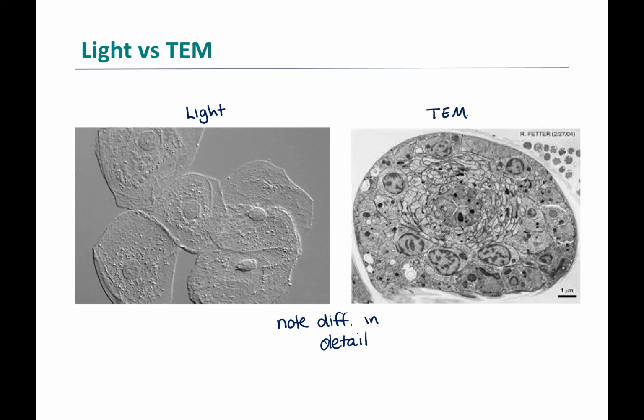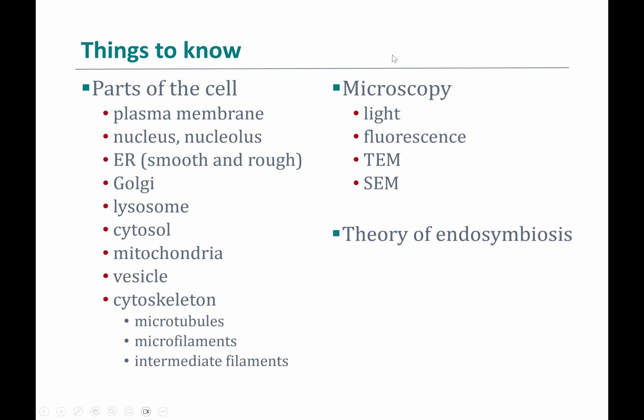All right, that is our chapter 1, end of chapter 1. And again, you have learning objectives, but here are the general things we've covered: parts of the cell, microscopy, and the theory of endosymbiosis. All right, thank you all, and I will stop.